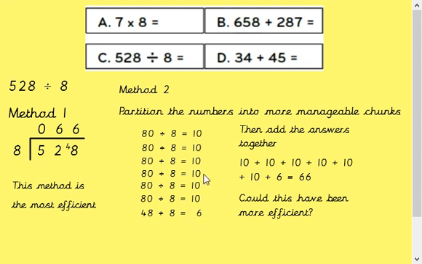Now, when I'm finished with that, and I'm happy that I've done this, then I need to add all those numbers together, and that gives me 66. And you can see then I've got the same answer as the abstract.